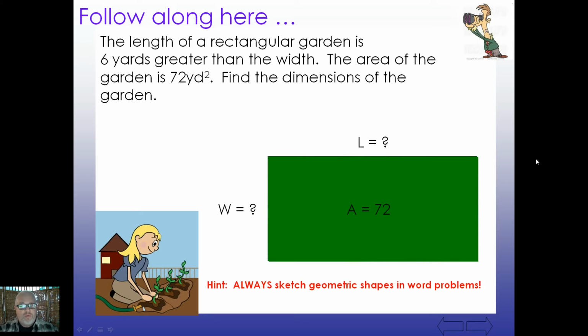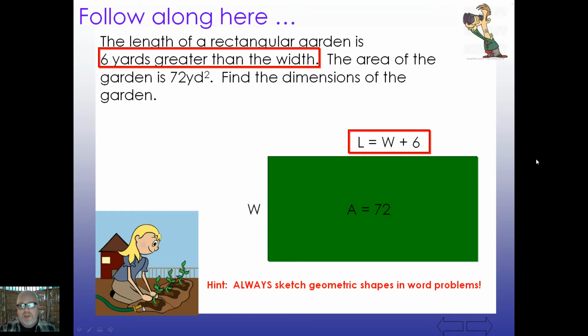The width, W equals, L equals, we're not really sure what's going on. Let's go back and reread it. The length of a rectangular garden is 6 yards greater than the width. Well, the width is pretty standard. It's just going to be W. We don't really know anything about the width other than that. But what about the length? Well, the length is the width plus 6 more yards. Whatever W is, you're going to take the letter W and add 6 to it, and that'll be the length. So we're going to use that in place of L.